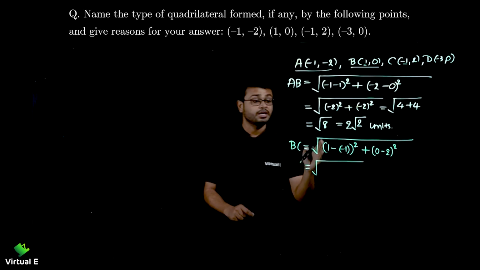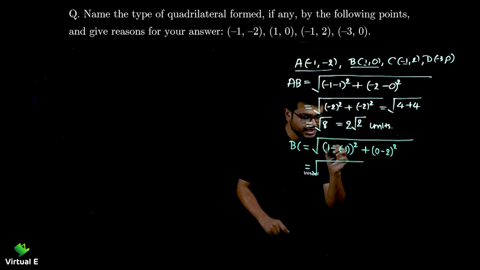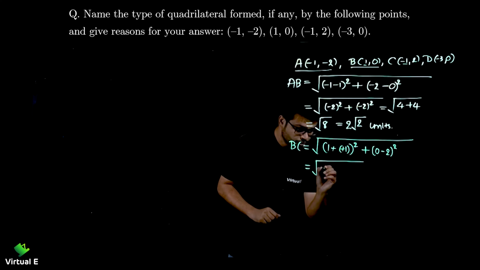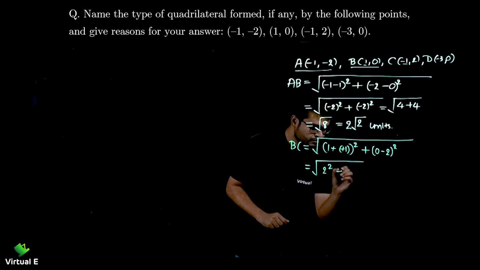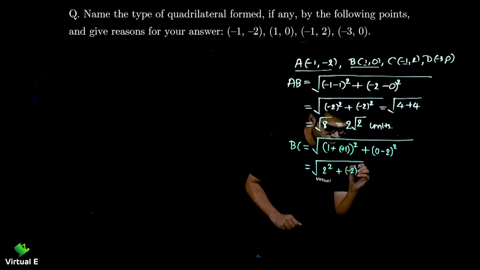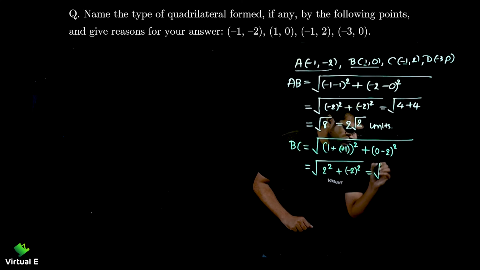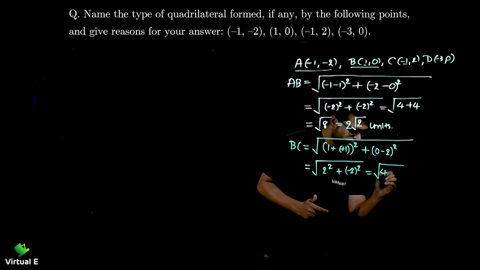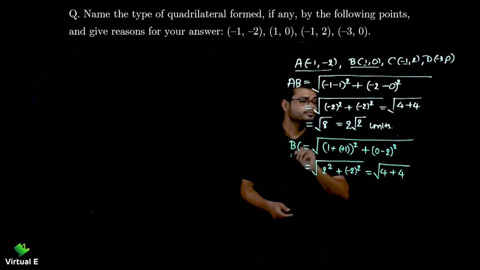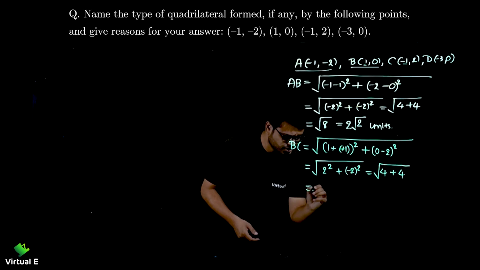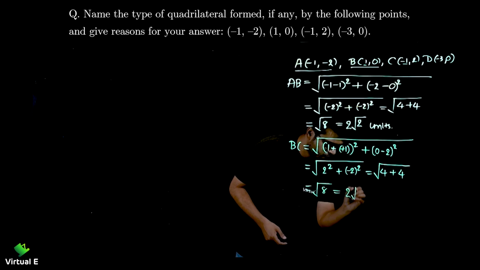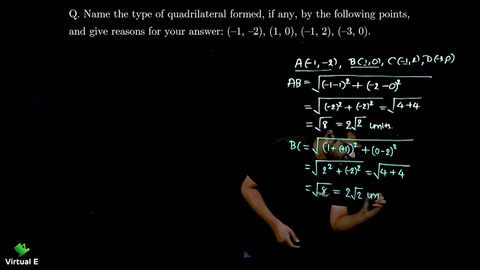Here minus, here 1 minus minus 1, that will become plus. So 1 plus 1 will give you what? 2. So 2 square plus 0 minus 2 whole square. So here minus 2 whole square, and here we are getting 2 square, which is 4, and minus 2 square, that is also 4. So we are getting again same as the previous one, square root of 8 is equal to 2 square root of 2 units.